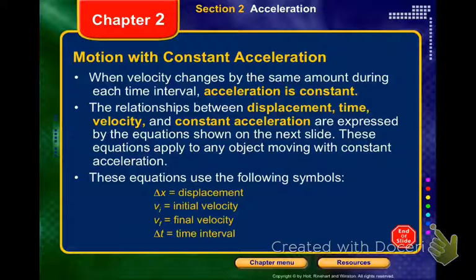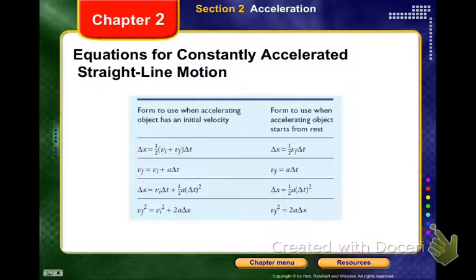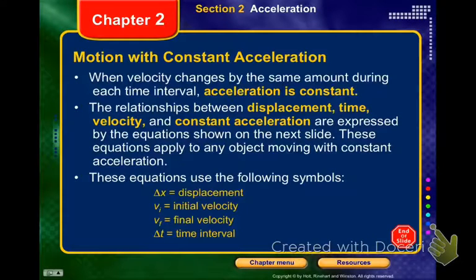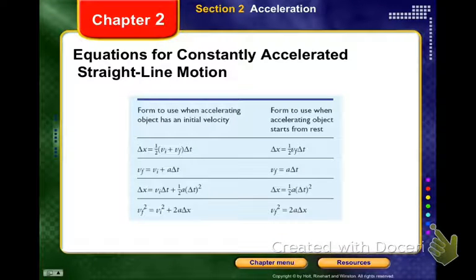Some more symbols. We've already looked at all of these symbols, but we're going to put them into some formulas or equations that you need to know, and it gives you the relationship between time, displacement, velocity, and acceleration. And these are the equations. Let me point out something.